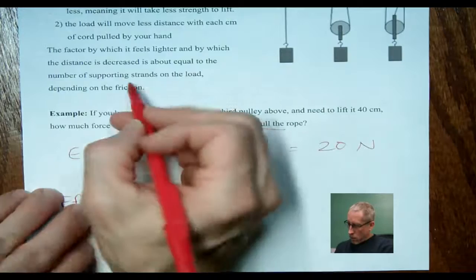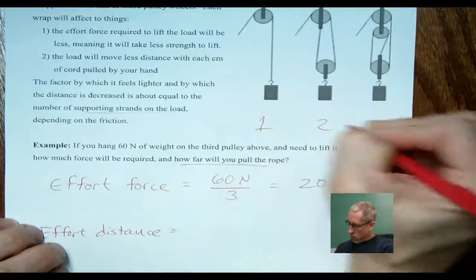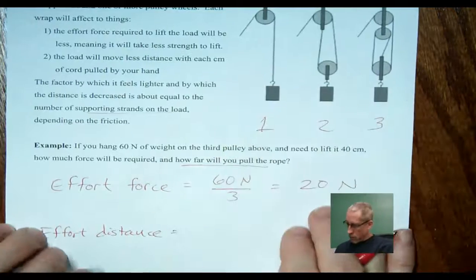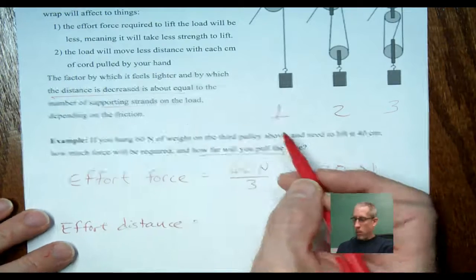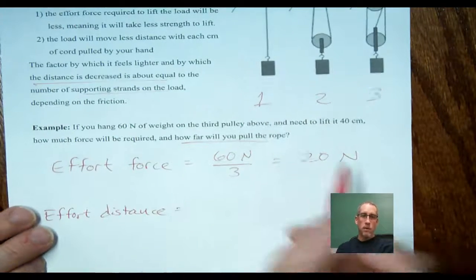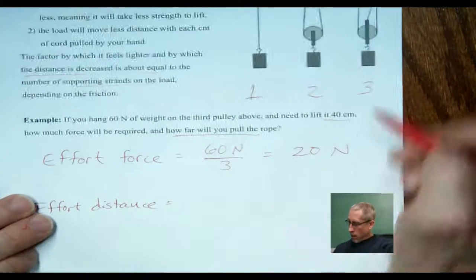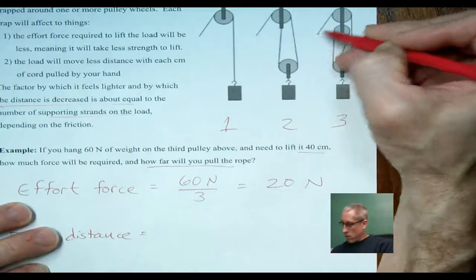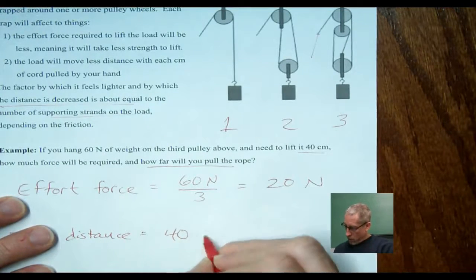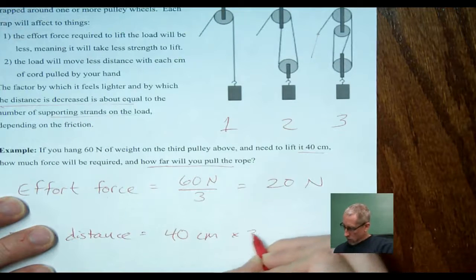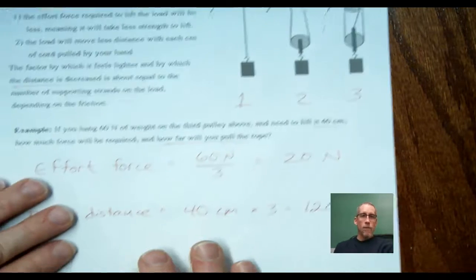Because the number of supporting strands is 3, remember this is 1, 2, and 3. I had to get a new sheet, which is why those aren't there anymore. That means the distance that the load moves is going to be decreased by a factor of 3 in this case. So if we need to move it 40 centimeters, then the end of the rope that we pull right here is going to have to be 3 times more than that. So this would be 40 centimeters times 3, or 120 centimeters that we're going to have to pull on the string.